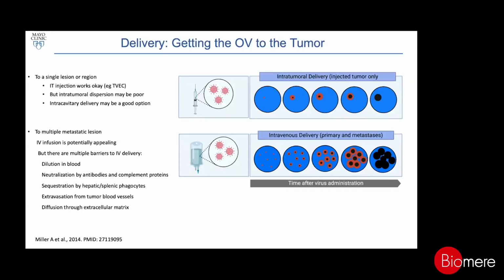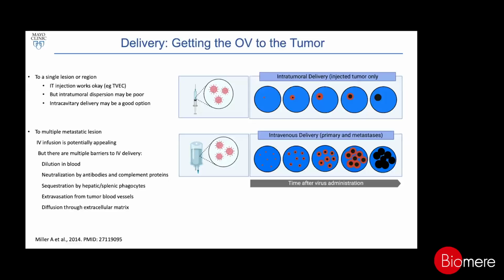There is, however, an overarching question. How do we deliver the oncolytic virus? We can get the oncolytic virus to the tumor via intratumoral or intravenous delivery. In the intratumoral delivery, the virus is injected into a single lesion or region. In red here, we have an infectious center that is seeded into the tumor in blue. After a certain time, infected cells at the core of the infectious center begin to die, in black, leaving a ring of viable and infected cells.